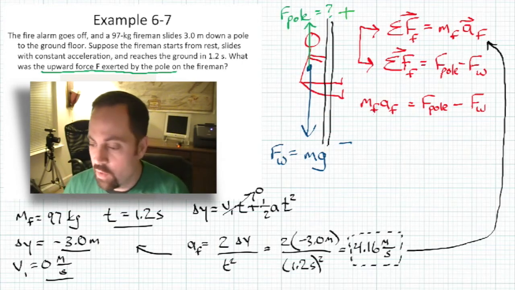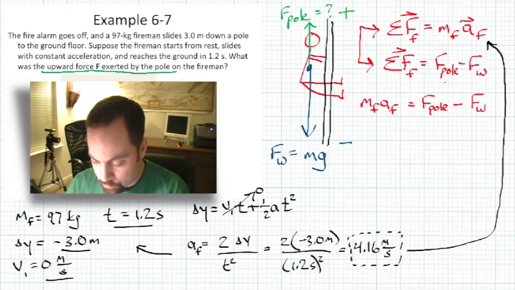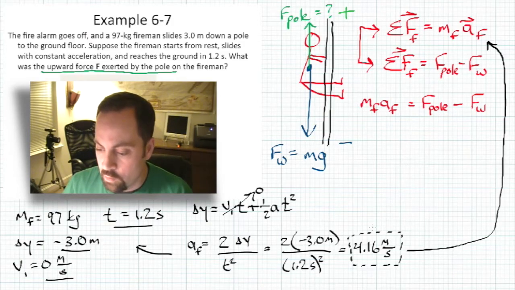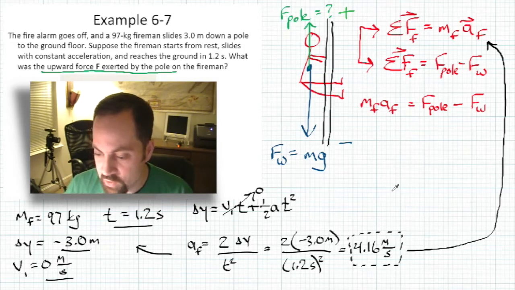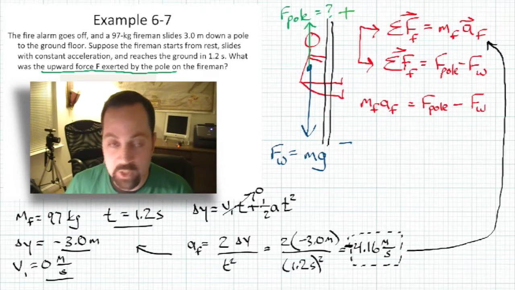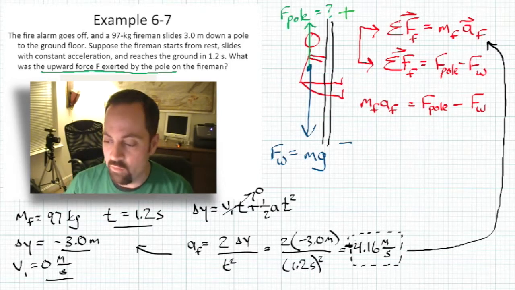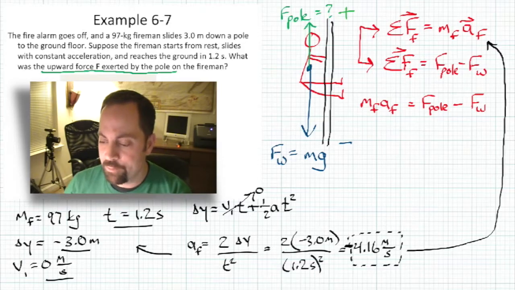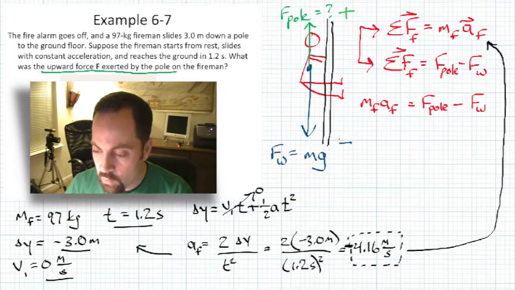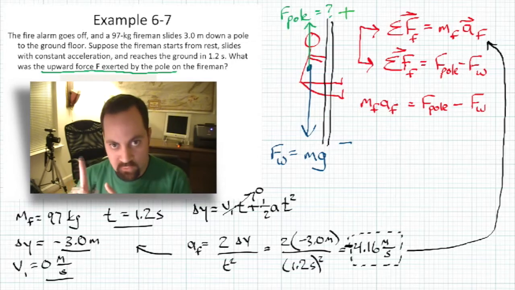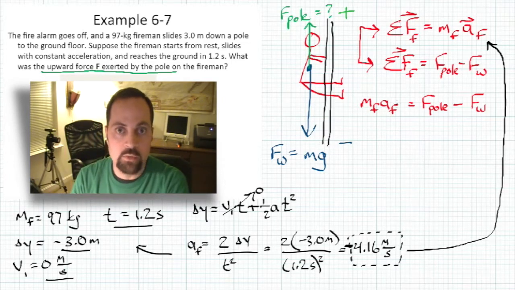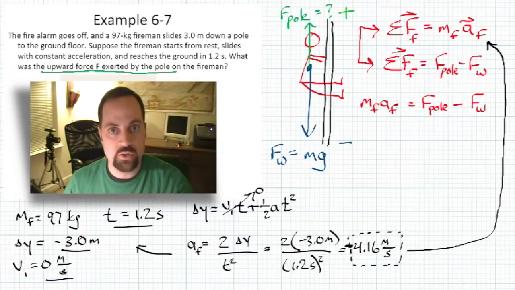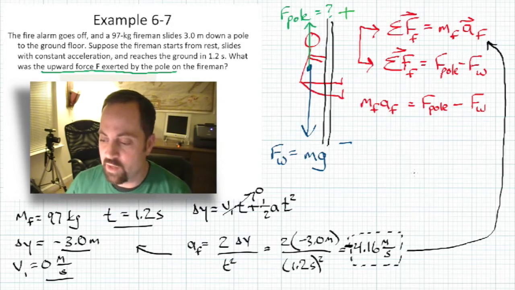So let's solve for the pole force. Oh, and you know what I did not do? I forgot to put a minus sign right here, didn't I? Shame on me. Our acceleration is actually negative, isn't it? That would have thrown everything off. So let's solve for our pole force. That is the force the pole is exerting upwards on the fireman, causing him to accelerate slower than he should, because we don't want him to fall straight to the floor. We want him to accelerate down at a safe rate.